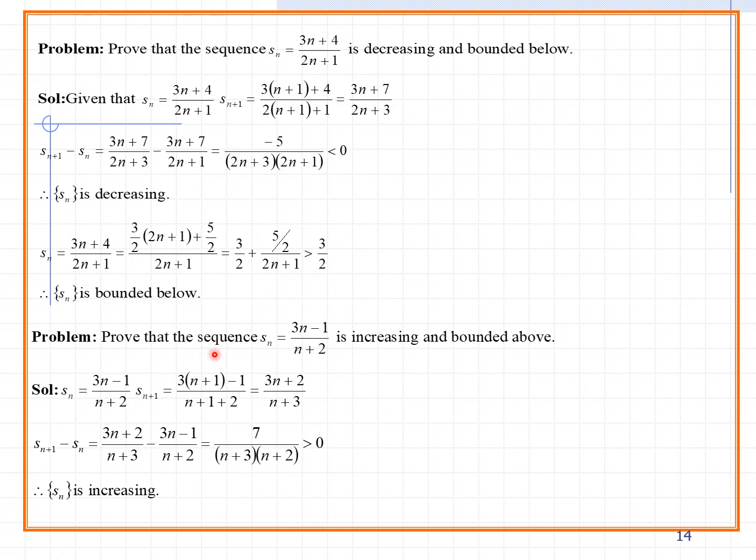At the same time, prove that the sequence Sn equal to (3n minus 1) by (n plus 2) is increasing and bounded above. So you can say it is increasing, and at the same time bounded above. Again you need two terms: one is Sn and the second is Sn plus 1. Sn equal to (3n minus 1) by (n plus 2). Sn plus 1 is n replaced by n plus 1, and after simplification you get (3n plus 2) by (n plus 3). Now we solve Sn plus 1 minus Sn greater than 0. Less than 0 means a decreasing sequence, and greater than 0 means an increasing sequence. Therefore the sequence Sn is increasing.